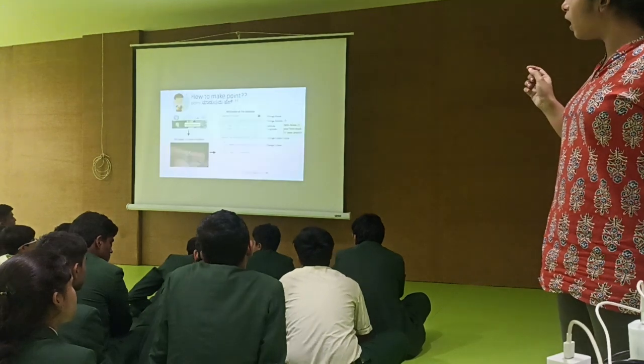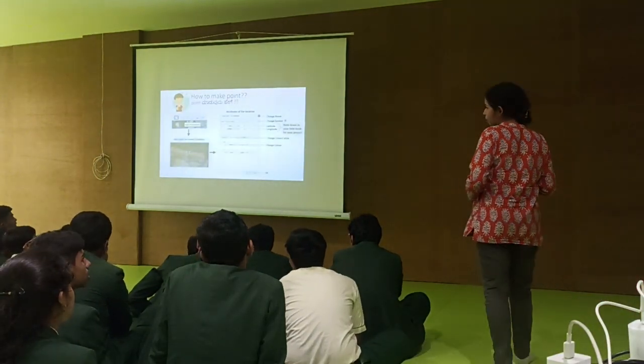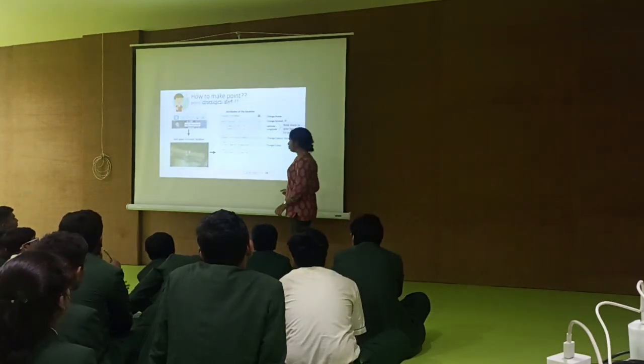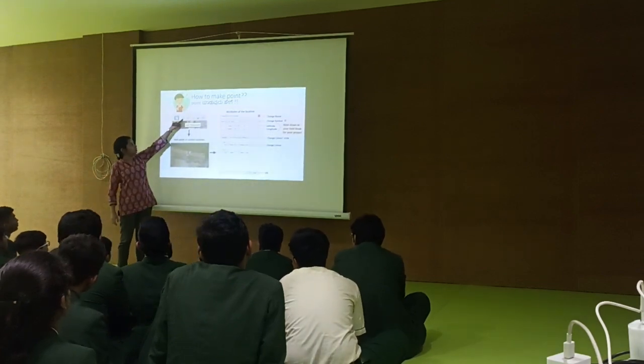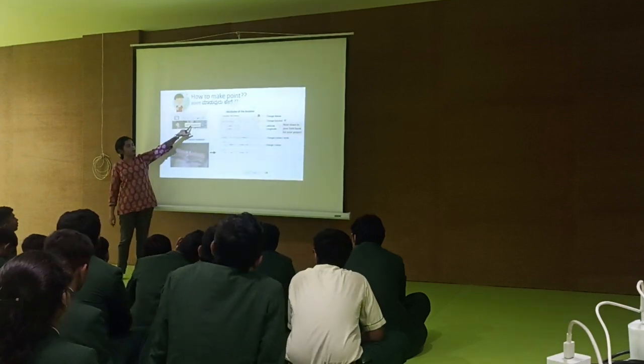So now we know what point, line and polygon are. Now we will see how to make them in Google Earth Pro, because we need to make the maps, right? To make a point, first, this is the toolbar. You remember the toolbar? Here is the option, you can see this yellow pin point.